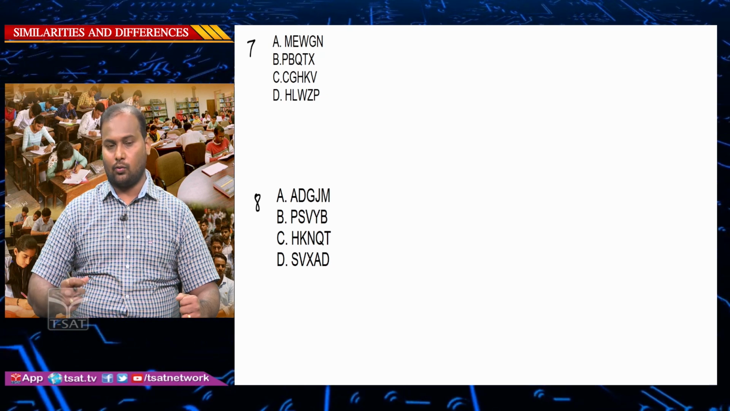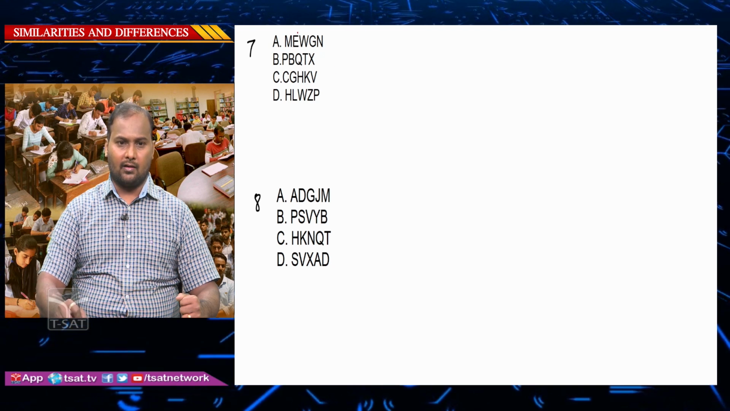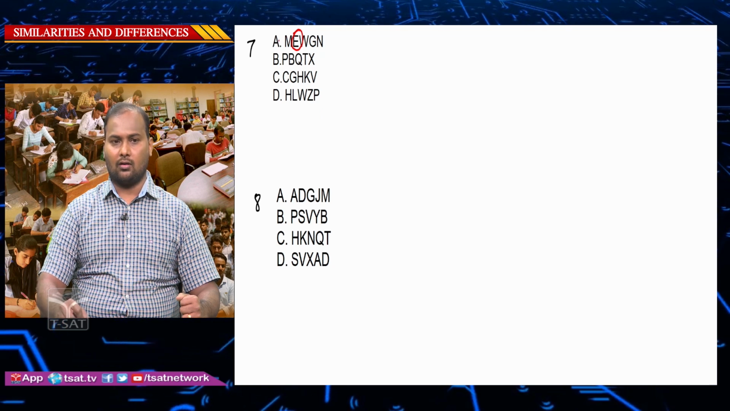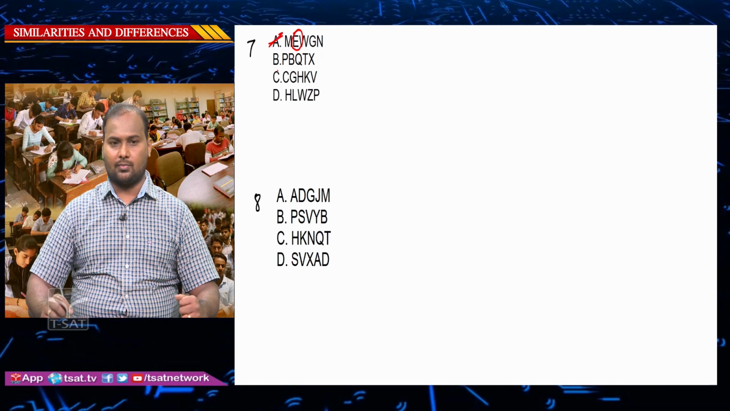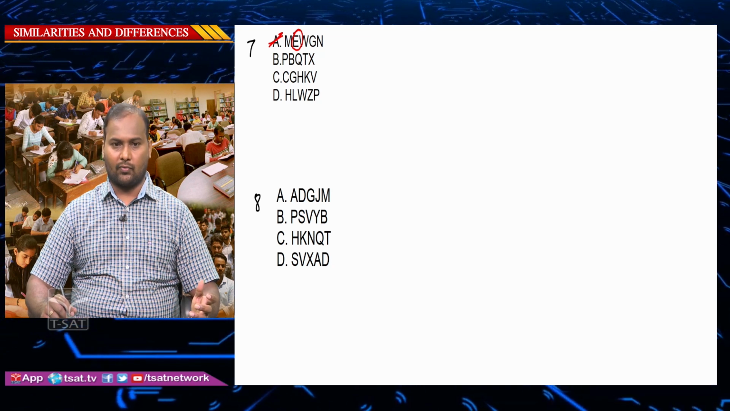So, what I need to take here is, if you clearly observe these letters, in option A, E is the only vowel that is there. E is the only vowel in option A. And in the remaining three options, there are no vowels at all. So, the similarity of the remaining three options is that there are no vowels.